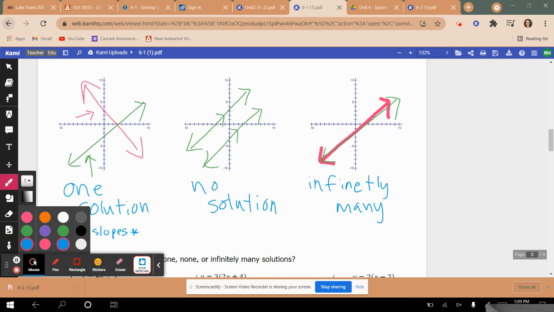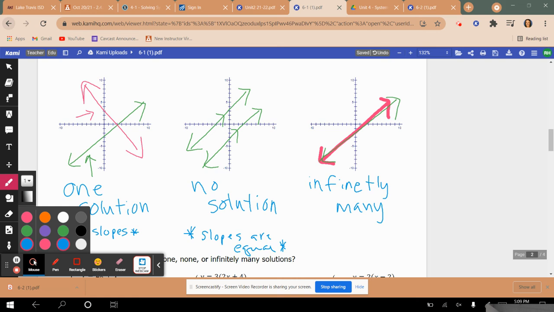On the no solution, their slopes are going to be the same. So go ahead and make that note. Slopes are equal. That's very messy, sorry, but it says slopes are equal. But what's different is where they might intersect that y-axis.